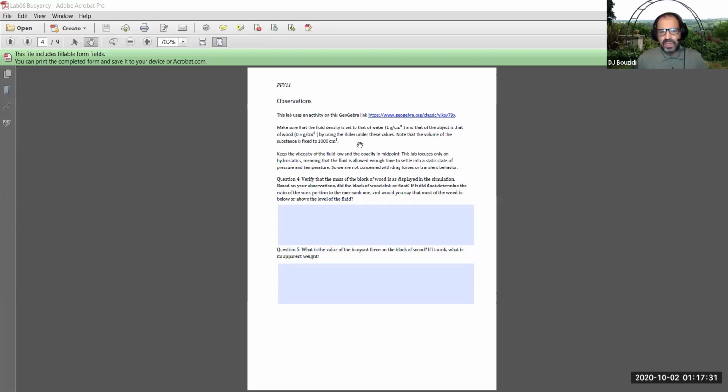Based on your observations, this is still question 4. Did the block of wood sink or float? Of course, you're looking at it. Is it going down or is it staying afloat? In this case, it's floating for the first question. If it did float, determine the ratio of the sunk portion to the non-sunk portion. In this case, it's 1 to 1.